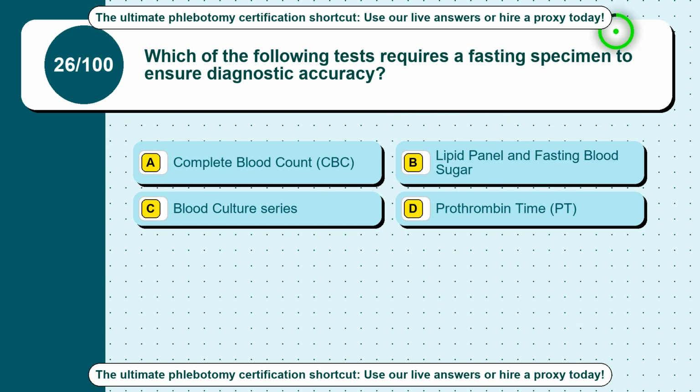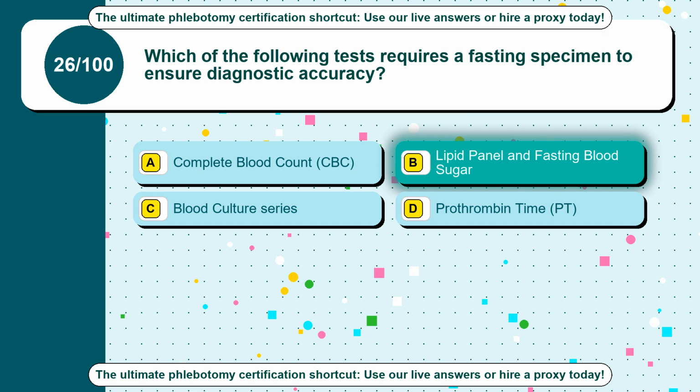Question 26. Which of the following tests requires a fasting specimen to ensure diagnostic accuracy? Option A, complete blood count, CBC. Option B, lipid panel and fasting blood sugar. Option C, blood culture series. Option D, prothrombin time, PT.